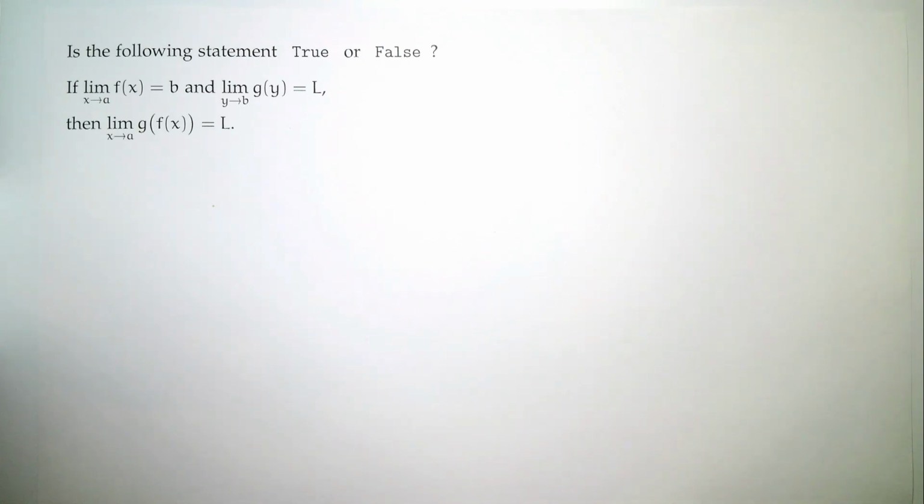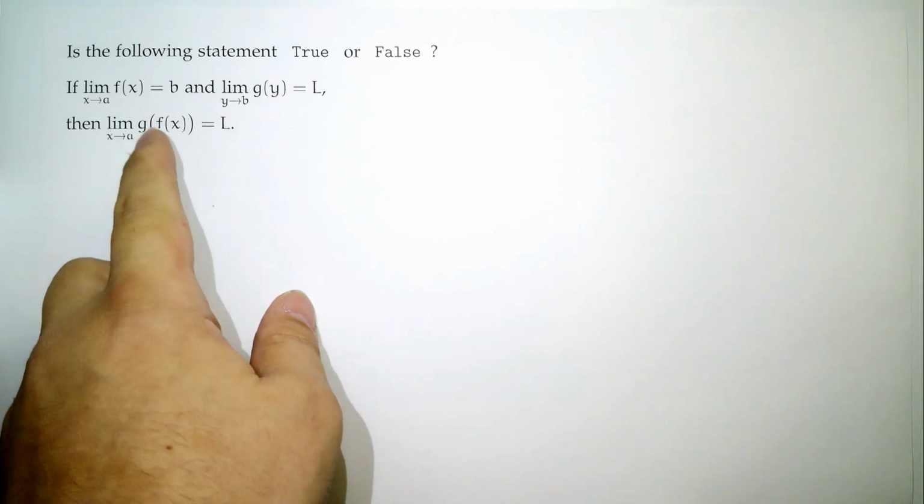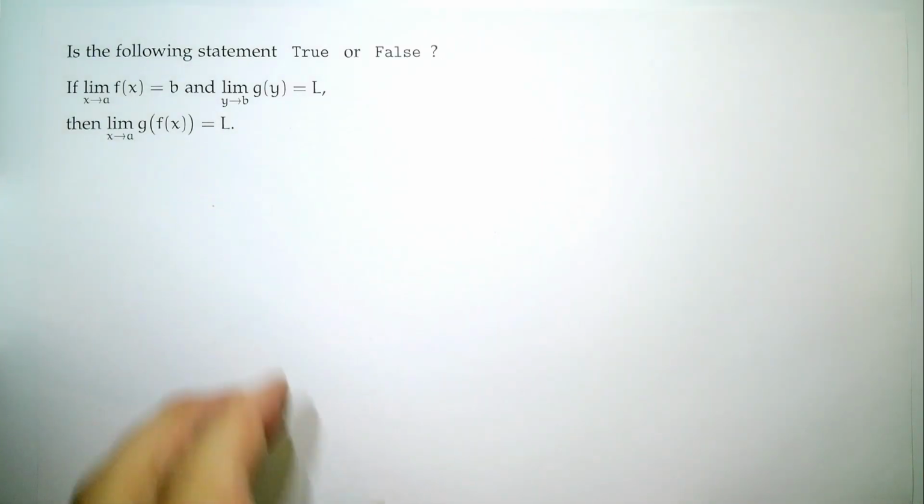If the limit as x gets close to a of f of x is b, and the limit as y gets close to b of g of y is L, is it the case, must it be the case, that as x gets close to a, g of f of x gets close to L? So I polled a lot of people before class, and I would say that there's a heavy preference to one side as to whether it's true or false.